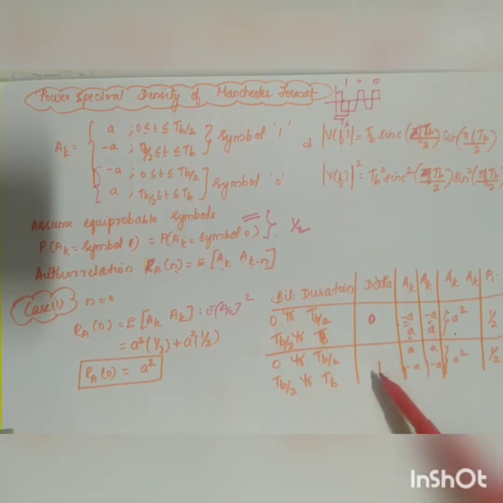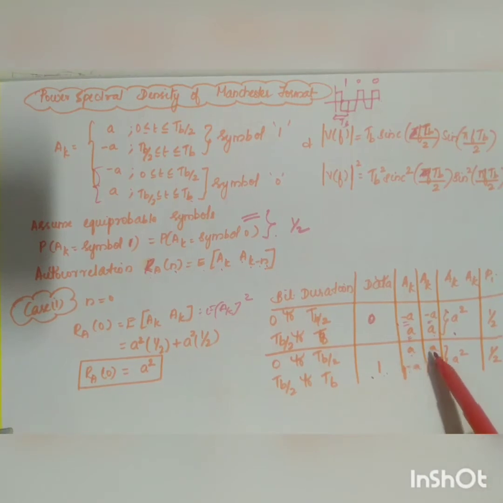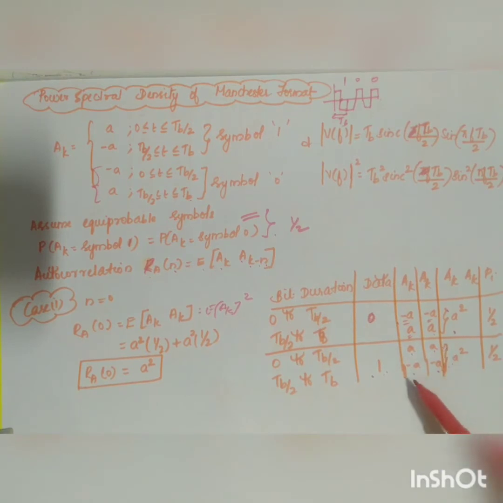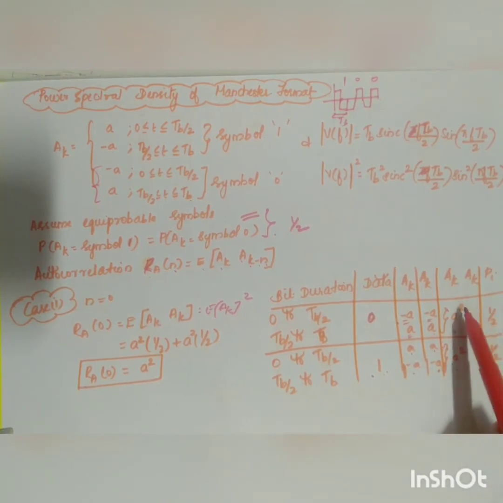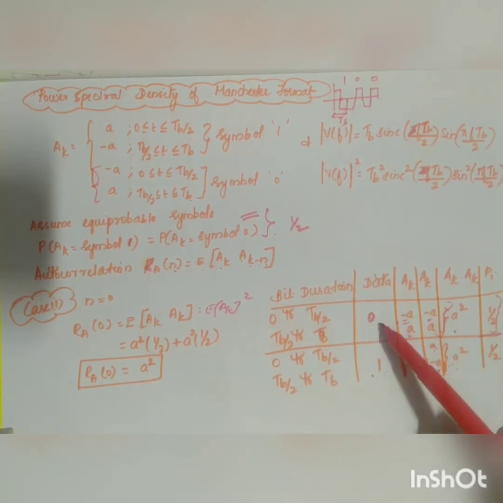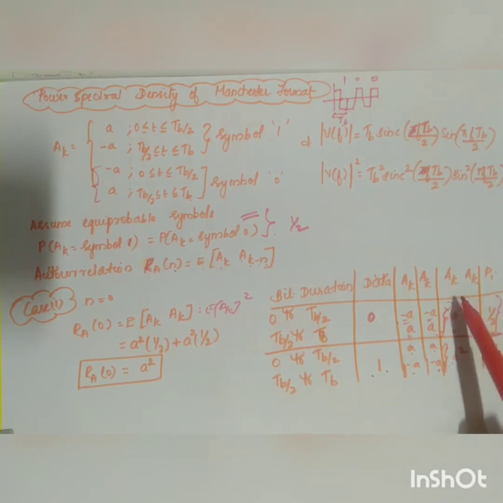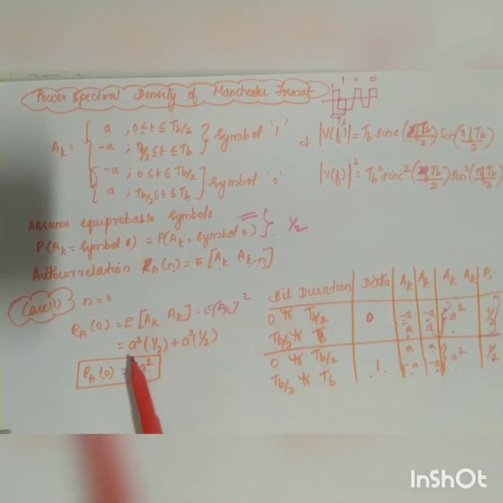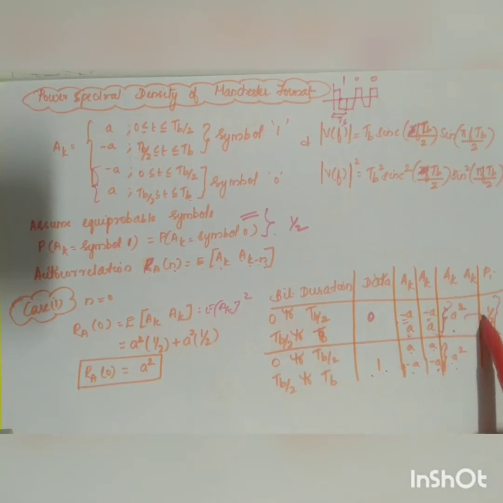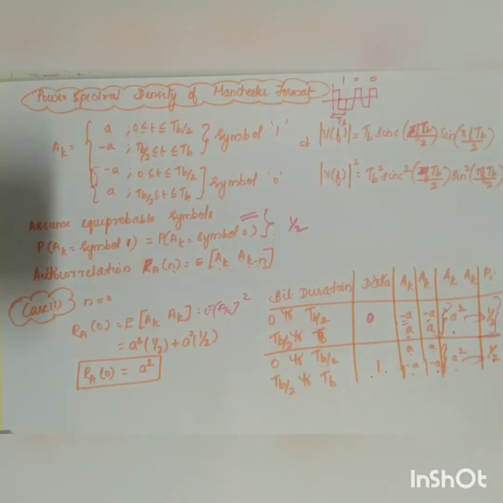Similarly for symbol 1, what you have? A to minus A. So you will be getting A, and minus A minus A. In this case also, for both the cases it is A square, since minus A into minus A is A square. So together I have taken it. For symbol 0, A square, and here also it is A square, both the cases. Now what will be the probability? The probability of symbol 0 and 1 is equal, which is 1 by 2. So the expectation of AK square is equal to A square into 1 by 2 plus A square into 1 by 2.